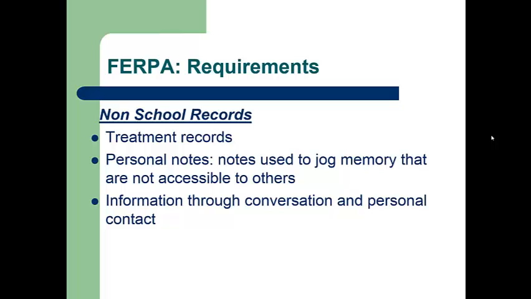The law has determined that there are certain types of records that are non-school records, and in this case, what FERPA says is that non-school records include treatment records, personal notes, notes used to jog memory that are not accessible to others, and information through conversation and personal contact. These would be notes and so forth that teachers may make back and forth, or the principal may write down about a student. For example, one of the things when I used to investigate student activities to find out what happened in an incident, when an incident arose at school, I obviously took notes as I went. Those would be considered non-school records here.